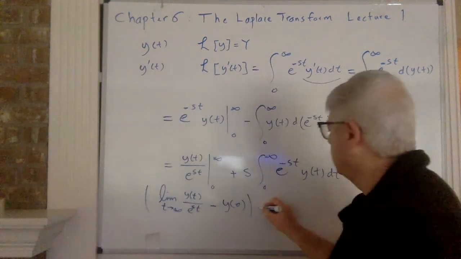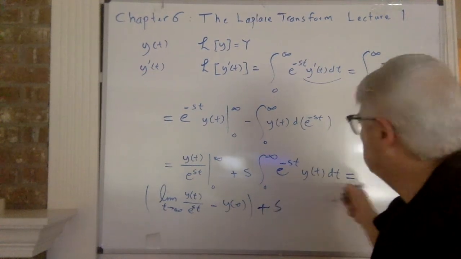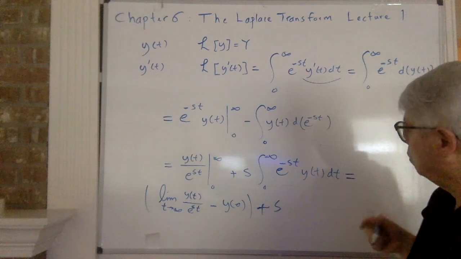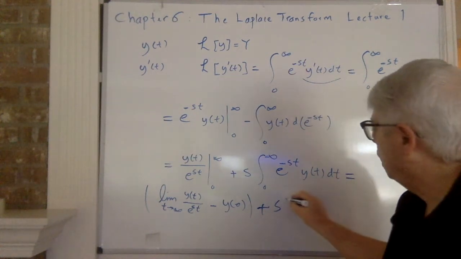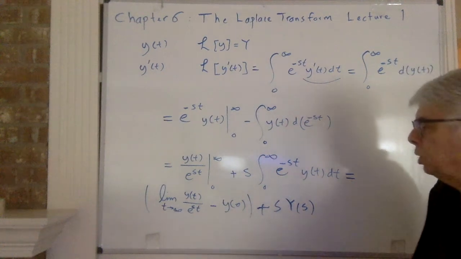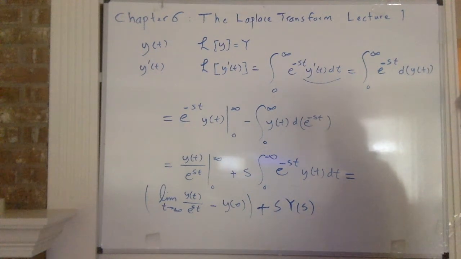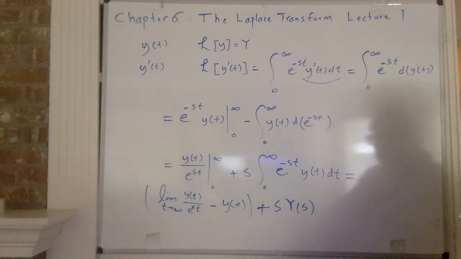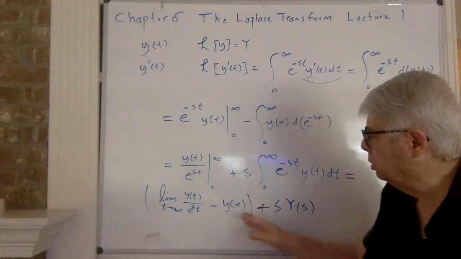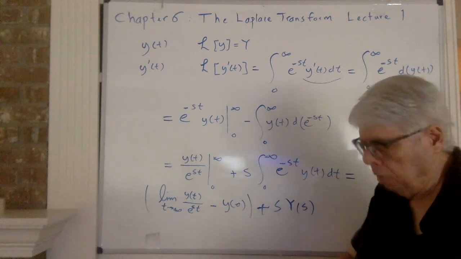The second part is plus s. What is this? It's this thing. That is the Laplace transform of y(t). So that's s times Y(s). S times Y(s). Okay? So, well, y at 0 is okay. That's not bad. What about this one?